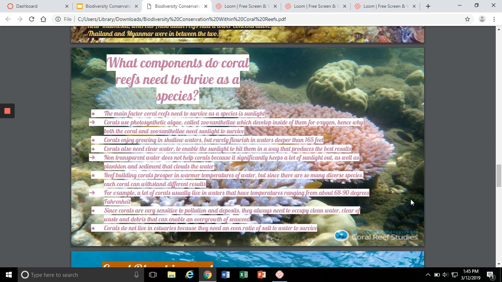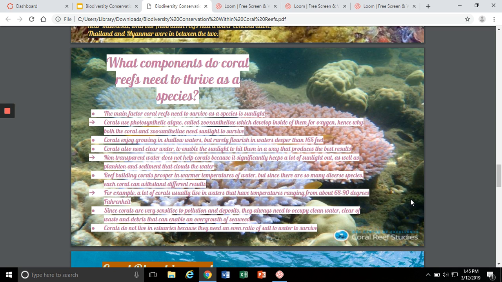What components do coral reefs need to thrive as a species? Well, the main factor coral reefs need to survive as a species is sunlight. Corals use photosynthetic algae called zooxanthellae, which develop inside of them, for oxygen, hence why both the coral and zooxanthellae need sunlight to survive. Corals enjoy growing in shallow waters, but rarely flourish in waters deeper than 165 feet. Corals also need clear water to enable the sunlight to hit them in a way that produces the best results.